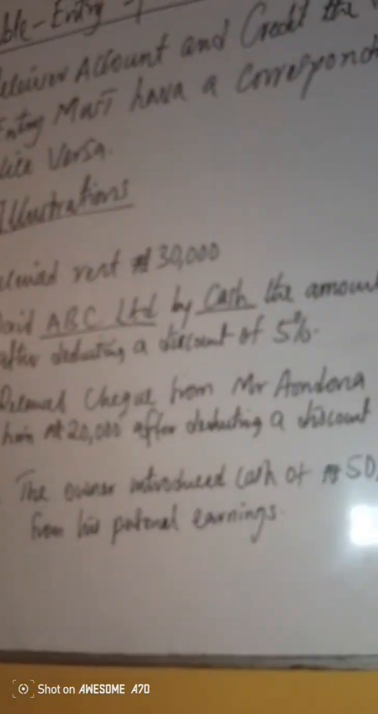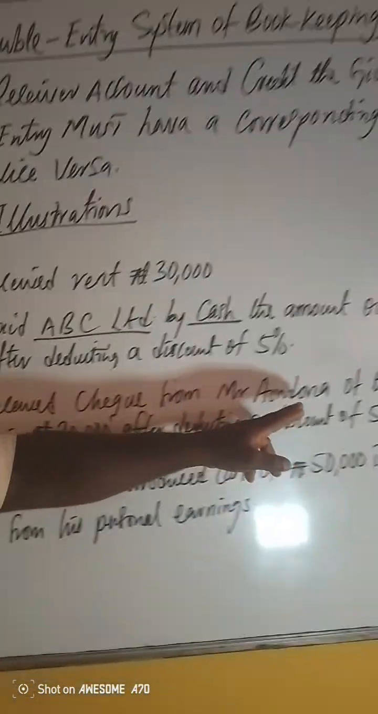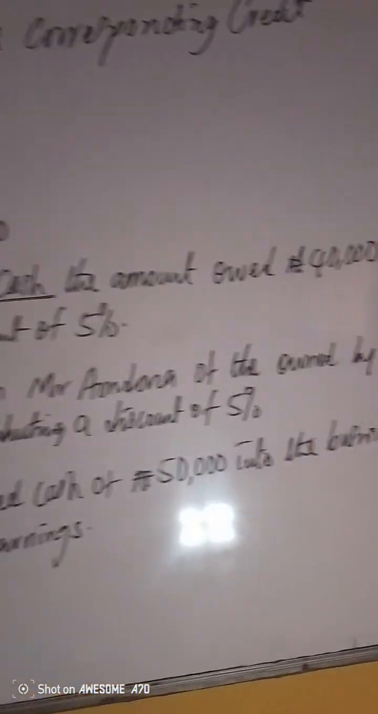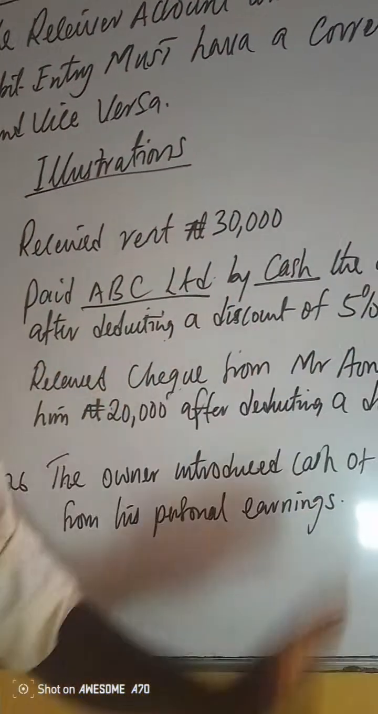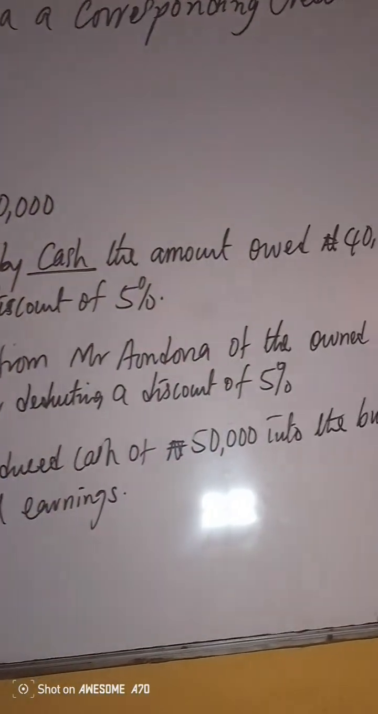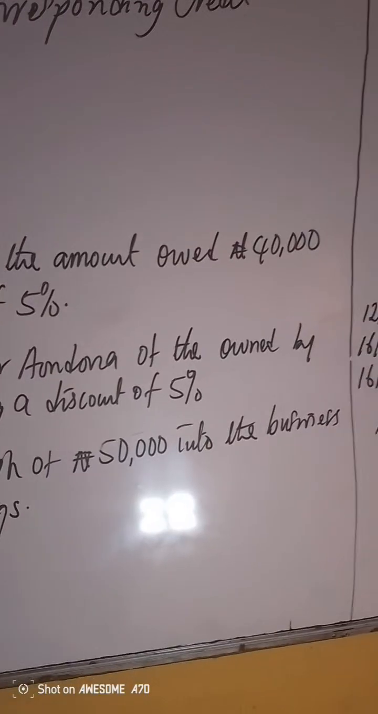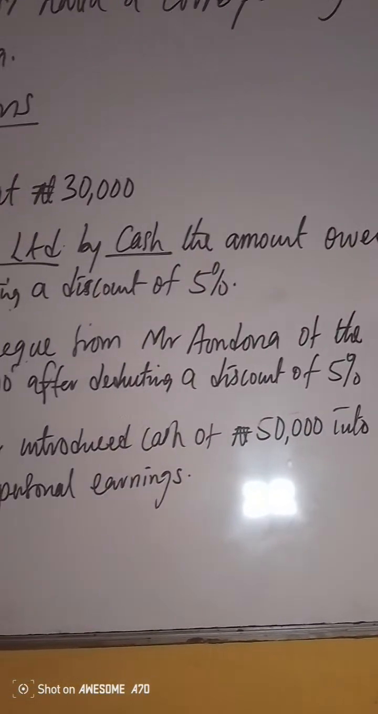We now say that on the 17th of April 2026, received check from Mr. Ondana of the amount owed by him of 20,000 after deducting a discount of 5%. Here, just like in the case of ABC, now the business is not paying, it is receiving. So we want to identify the account that gives and the account that receives. That is the most important thing.